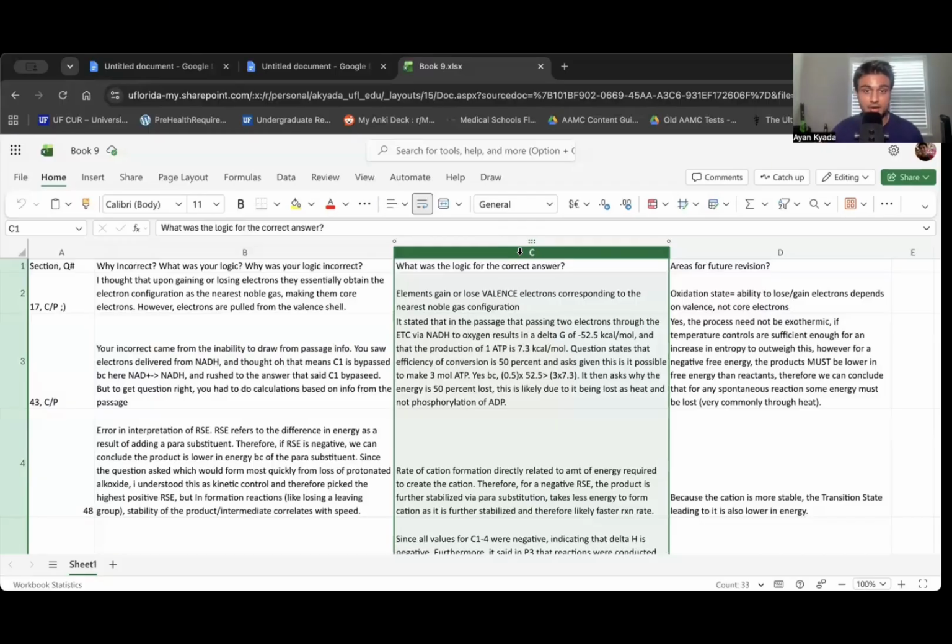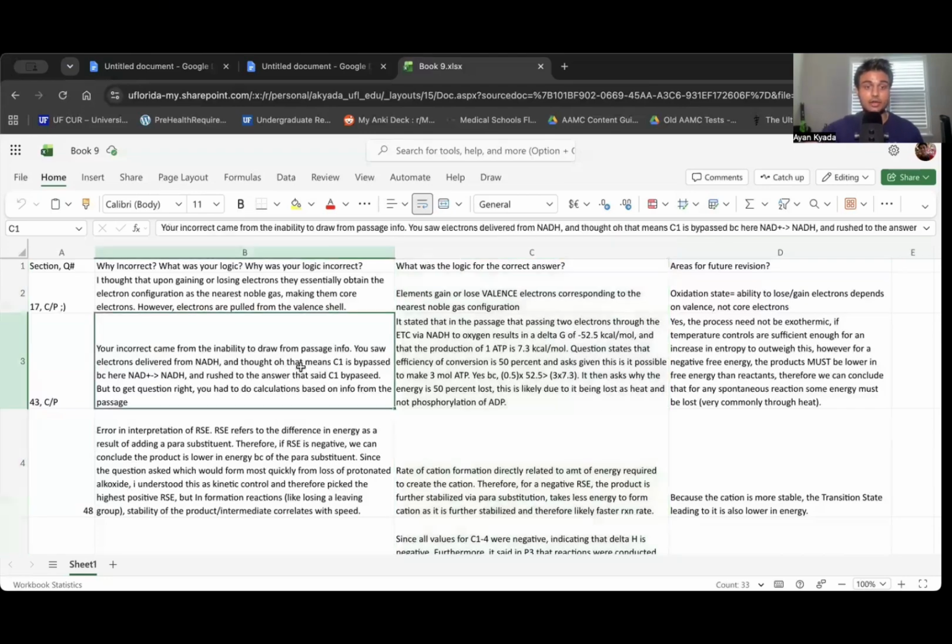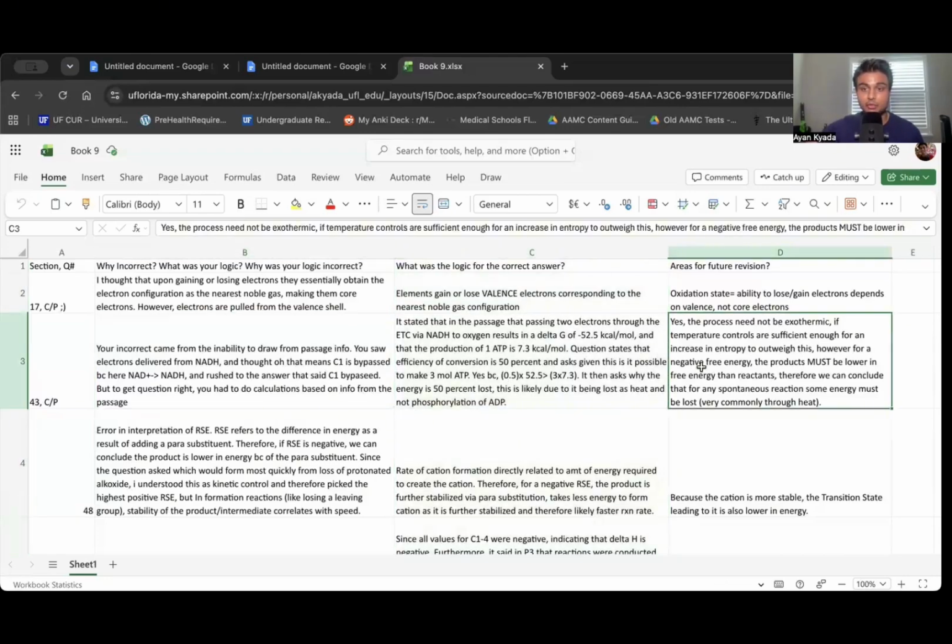So do not skimp out on this section and do not skimp out on this review. As you can see, a lot of my explanations are really, really wordy, but that's what it took to really understand the question and to make sure that I never miss a question like this again. And that's what it takes to get an elite score. This is how you effectively review a full-length exam.